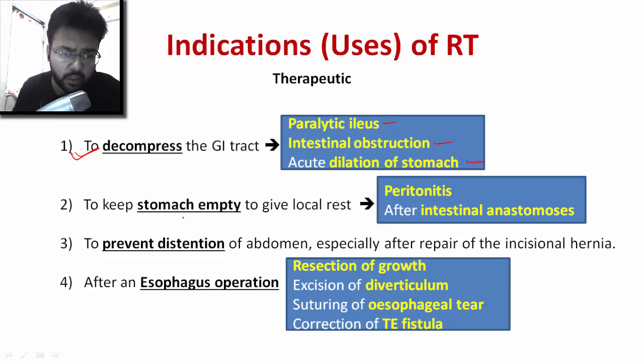It can be used to keep the stomach empty or to give local rest by giving already pre-digested foods, like in peritonitis or after an intestinal anastomosis. It can be used to prevent distension of abdomen, especially after incisional hernia. After an esophagus operation like resection of growth or excision of diverticuli, or suturing of esophageal tear or correction of TE fistula.